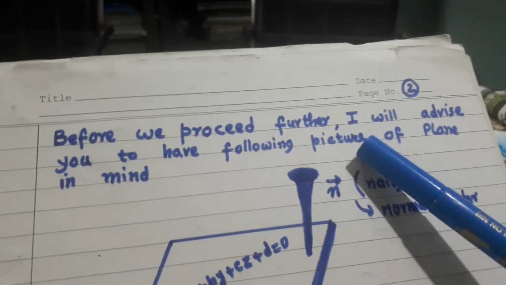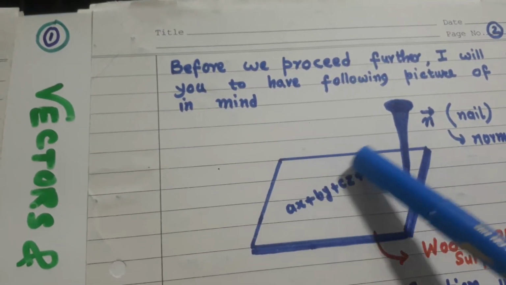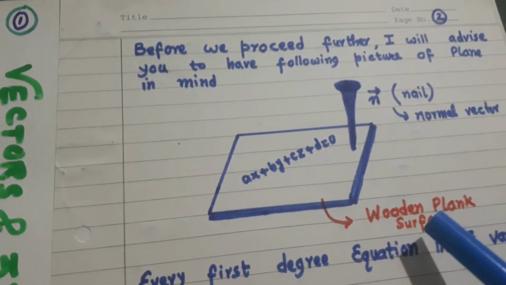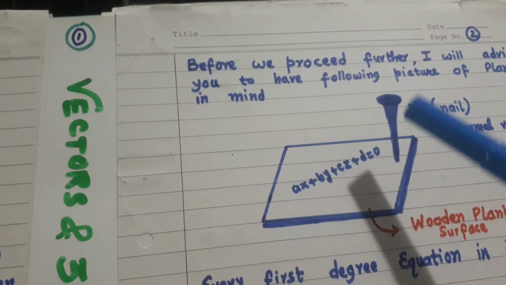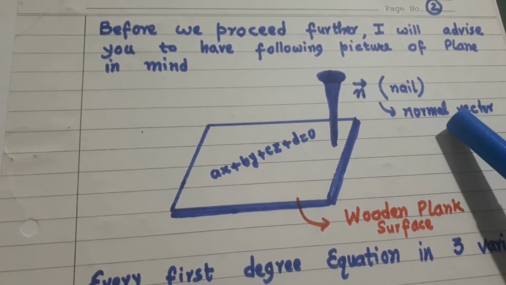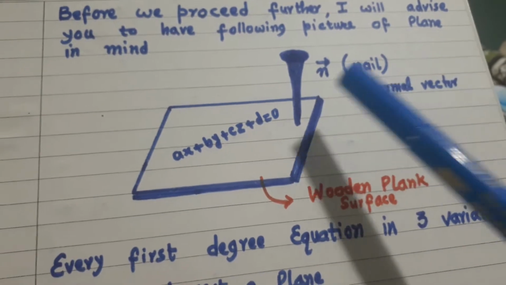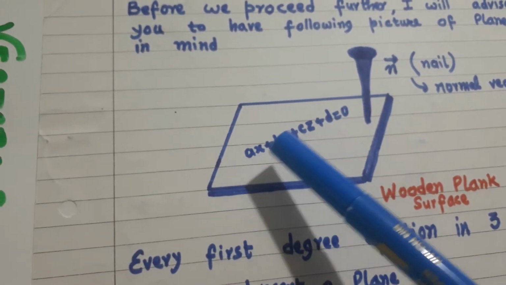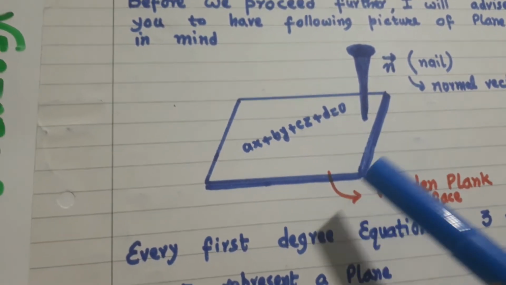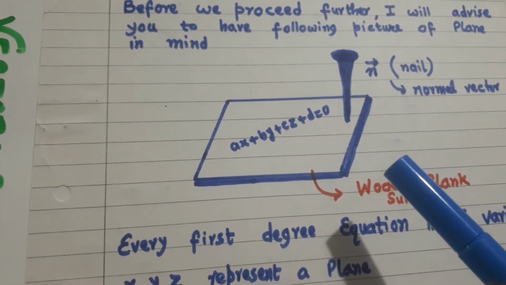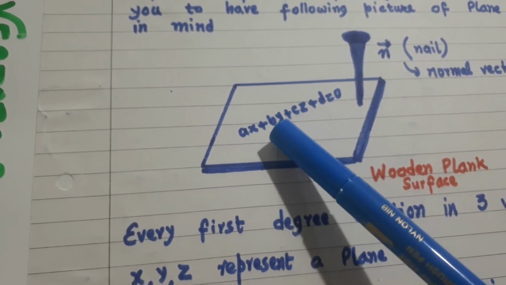Now, before we proceed further, I will advise you to have the following picture of plane in your mind. कभी भी आपको प्लेन का क्वेश्चन आ जाए तो you have to think that there is a wooden plank surface, इसके अंदर 90 डिग्री पे perpendicular to this there is a nail here. ये जो नेल है, ये जो वेक्टर है, ये बन जाता है नॉर्मल वेक्टर. नॉर्मल मीन्स परपेंडिकुलर, परपेंडिकुलर वेक्टर. ये जो ए बी सी है, यही होता है नॉर्मल वेक्टर. यही कील होता है जो इसके लकड़ वाले फट्टे के ऊपर लगा हुआ है. So this nail in the wooden plank is the normal and its coordinates are A, B, C.